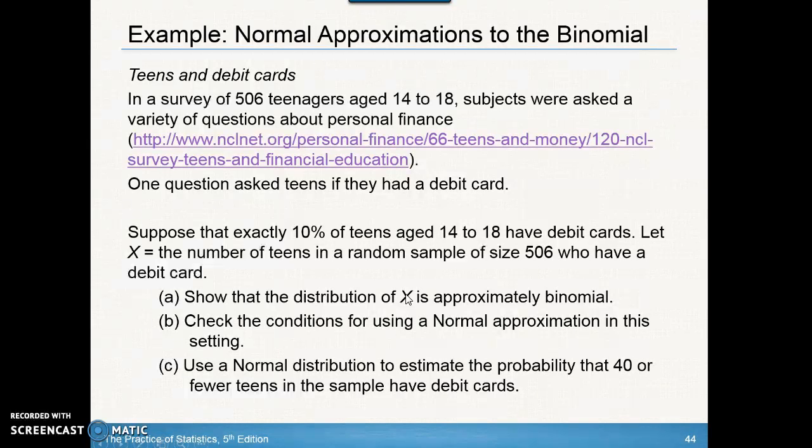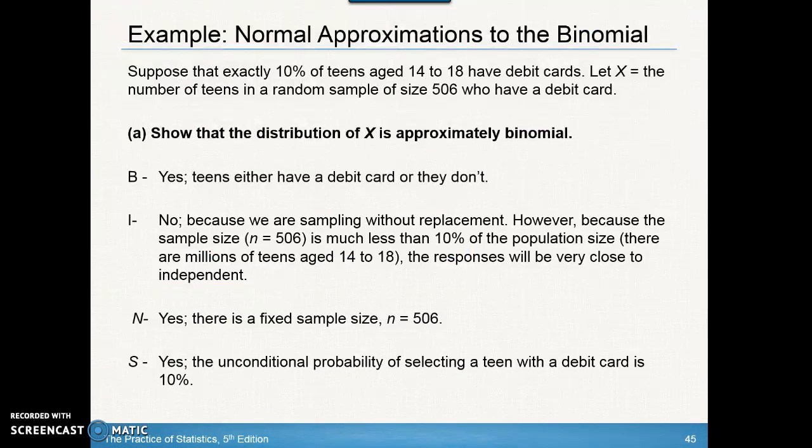And then we're going to use a normal distribution to estimate the probability that 40 or fewer teens in the sample have debit cards, okay? And once we've decided that it's a normal approximation, you've done questions like letter C throughout the entire course, so hopefully that should be pretty easy. All right, so how can we show that it's approximately normal?